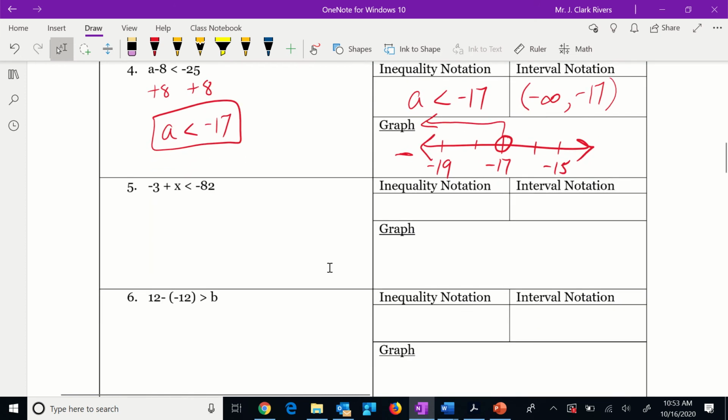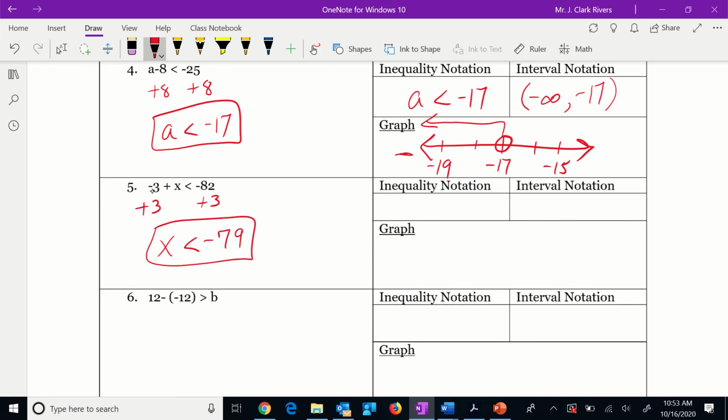Let's try number 5. Number 5, negative 3 plus x is less than negative 82. What's the inverse of negative 3? We need to add 3. Negative 3 plus 3 is 0, so we're left with just x. Remember to add 3 to both sides, though. Negative 82 plus 3 is negative 79. All right, so there you go. That's our inequality notation: x is less than negative 79.